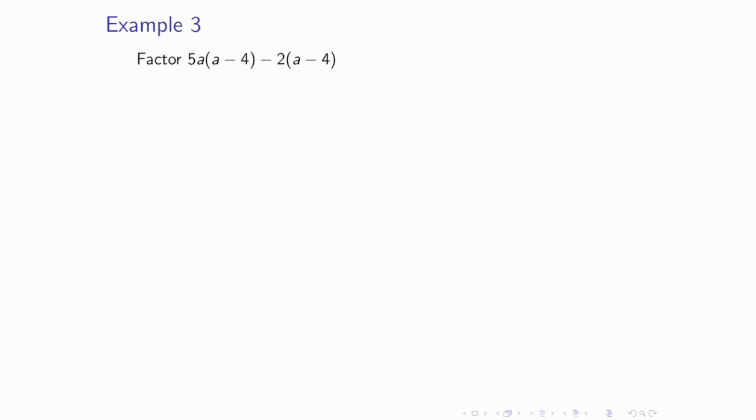Let's again identify the factors. So we have numerical factors. We have 5 and 2, although they don't have a common factor, right? The only number that divides 5 and 2 both evenly would be 1. And then we have a factor of a. We don't have a factor of a in the second term, but that's okay. We're just listing our factors. And finally, we have a factor in each term of a minus 4. Now, a minus 4 is a factor which consists of 2 terms. That's okay. Factors are the things in each term being multiplied. So we have that a minus 4 being multiplied by something in each term.